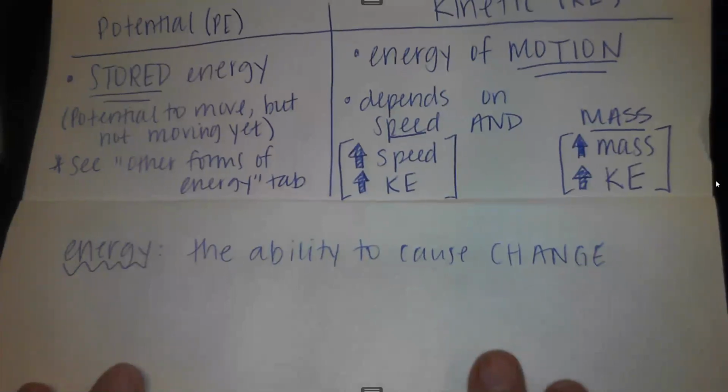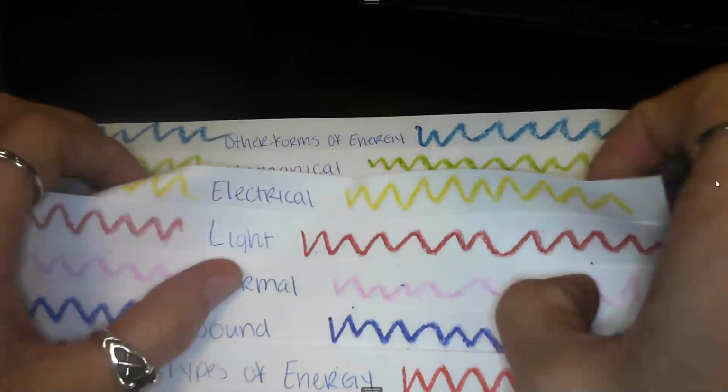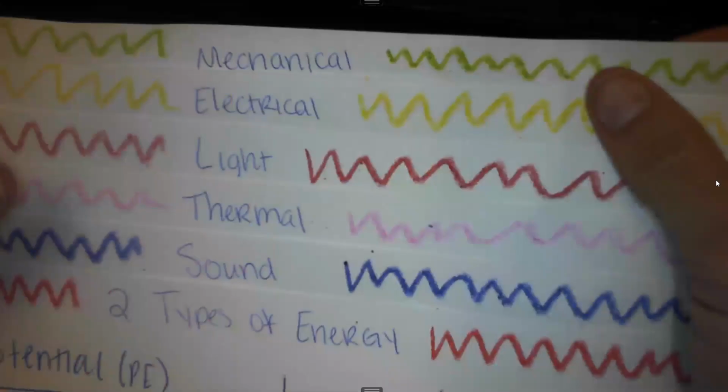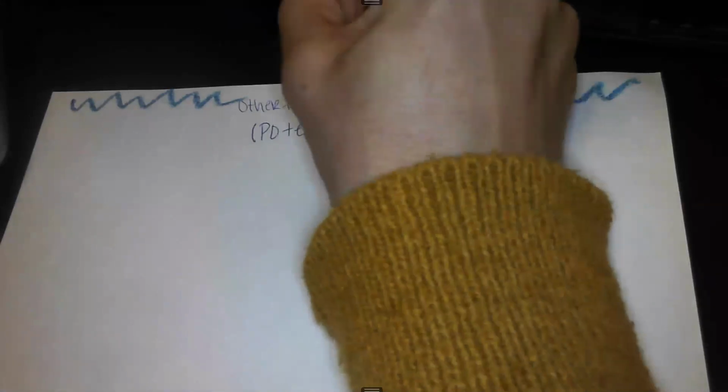So I want us to flip to the other forms of energy tab, the one all the way at the top, because we just talked about potential energy, right? This one is a lot of writing, but because we already started reading over it, I wanted to go over what we already read before we move on. All of these are going to be forms of potential energy, meaning that they're not moving yet.